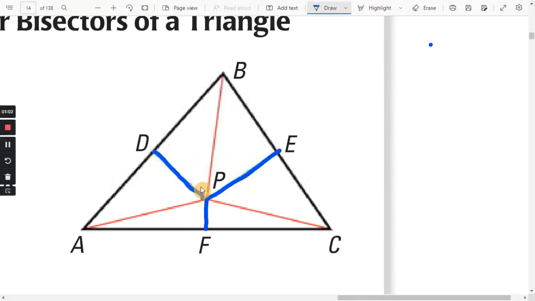Remember, the perpendicular bisectors make a right angle with the side, and they also bisect the side. They cut it into two equal halves. So all three perpendicular bisectors meet at the same point, and the theorem states that that point is the same distance to all the vertices. So the distance from that point to A, to C, and to B are all the same length. So this segment and this segment here are all the same length.